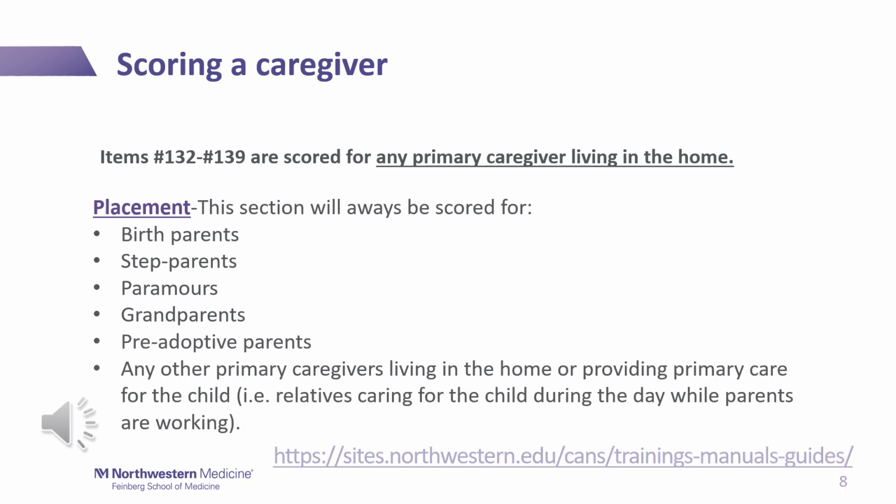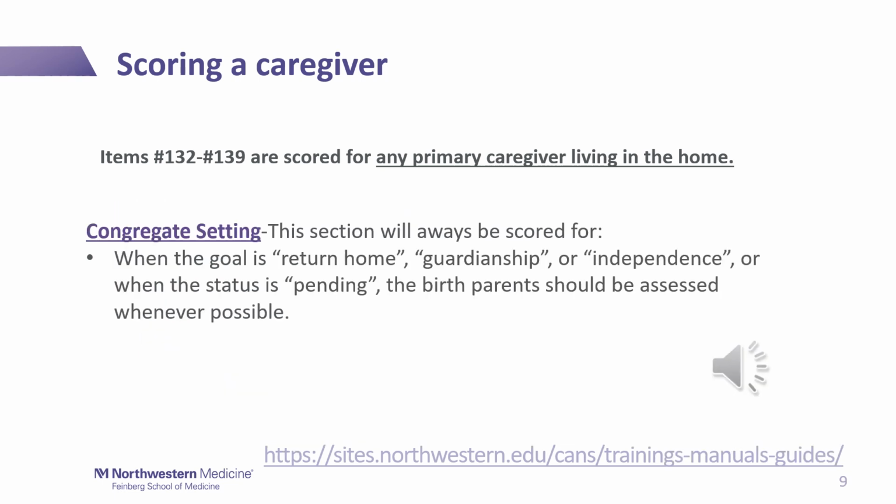Still looking at items 132 to 139. For placement cases, these caregivers may be birth parents, step-parents, paramours, grandparents, pre-adoptive parents, and again, any primary caregiver living in the home or providing primary care for the child. Finally, for a youth living in a congregate care setting, and the goal is return home, guardianship, independence, or the status is pending, the birth parent should be assessed on 132 to 139 whenever possible.